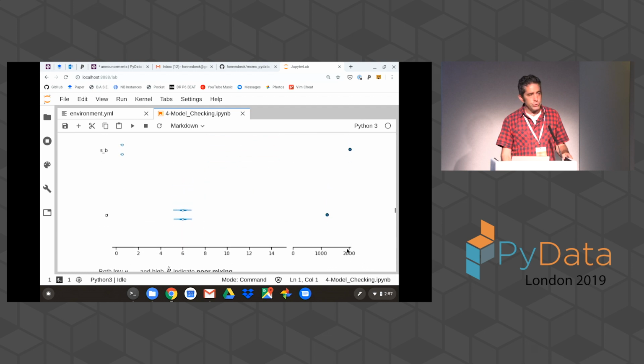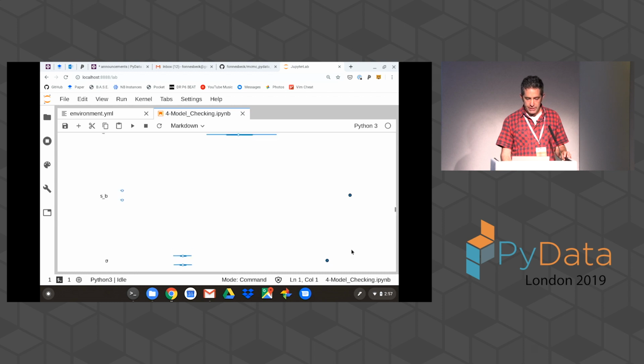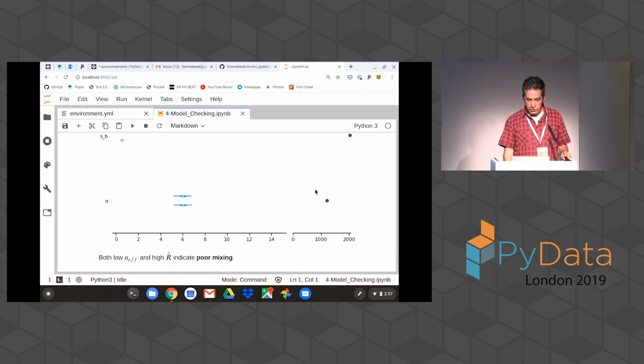So in this case, I drew 2,000 samples after burn-in, and you can see for these two parameters, it was pretty close to 2,000. But for the standard deviation, we had an effective sample size that was only about half. So we did have some autocorrelation.